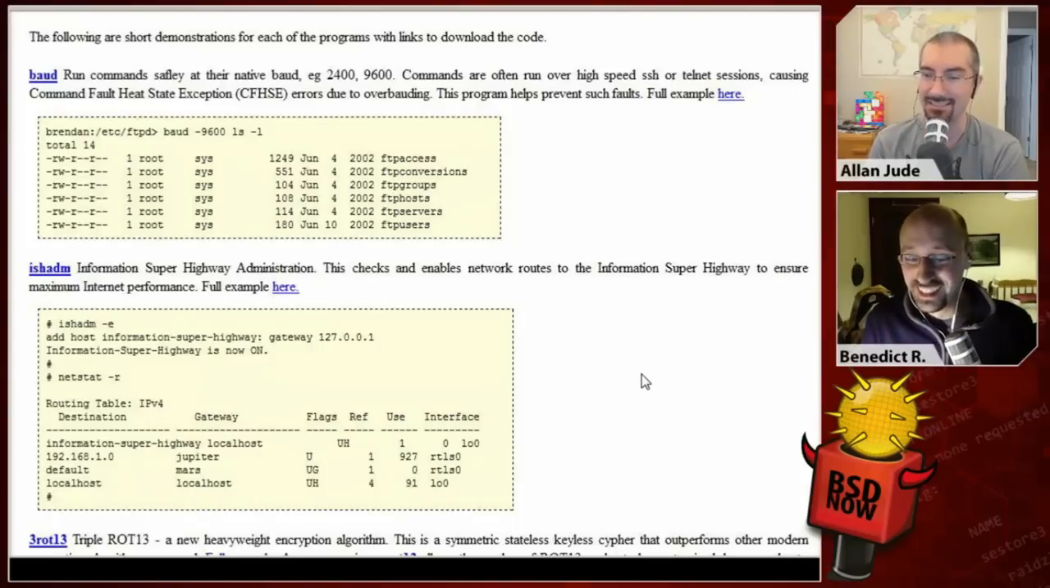The baud command: if you just do baud -9600 ls -al, it prints out the text as if it was being transmitted at 9600 baud. You can feel like I used to feel when I used SSH over the phone. Back in the day, yeah, it's been a while. And some people might be nostalgic about this and want this experience back, so that's a good way of getting it.